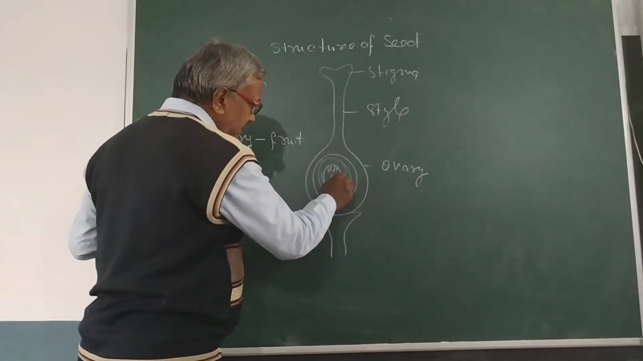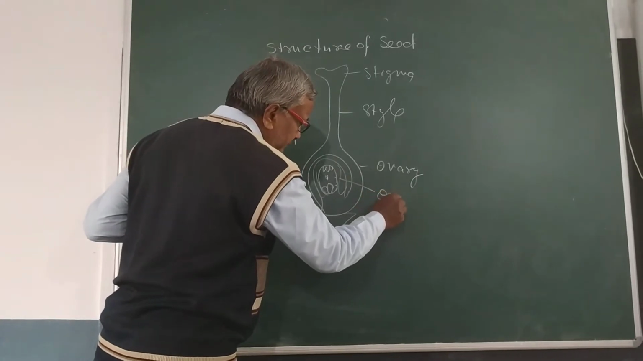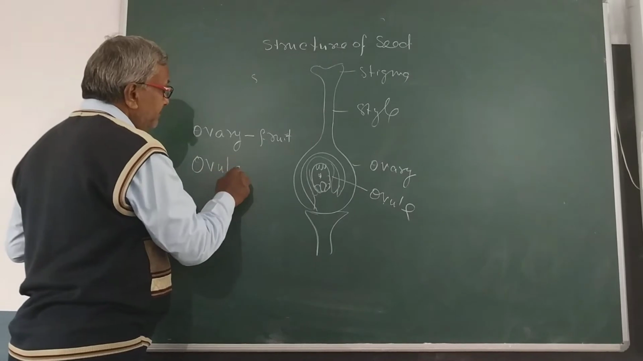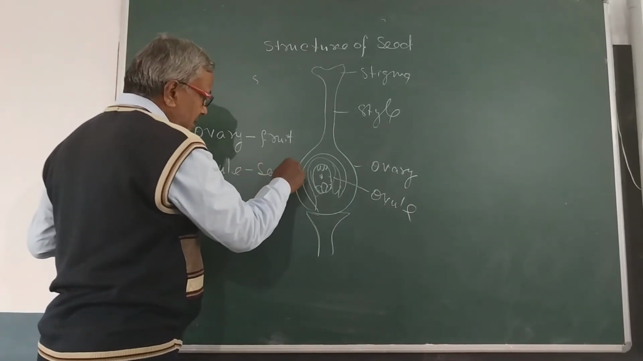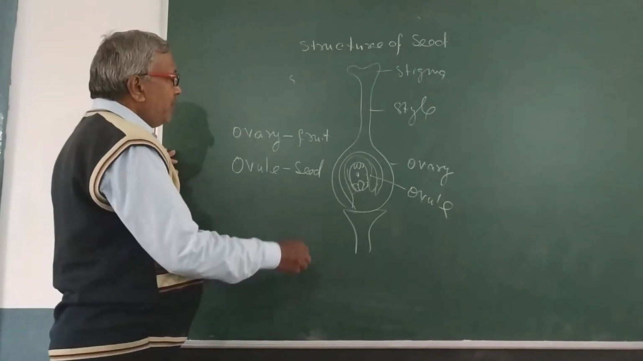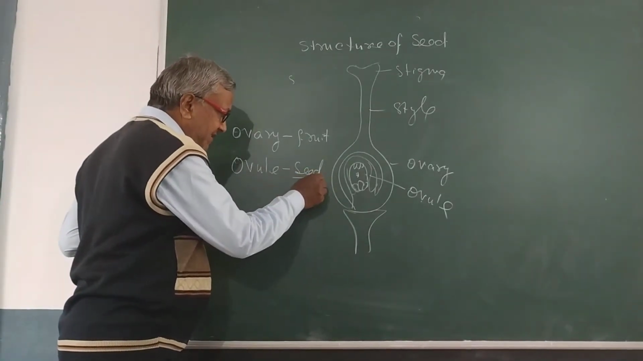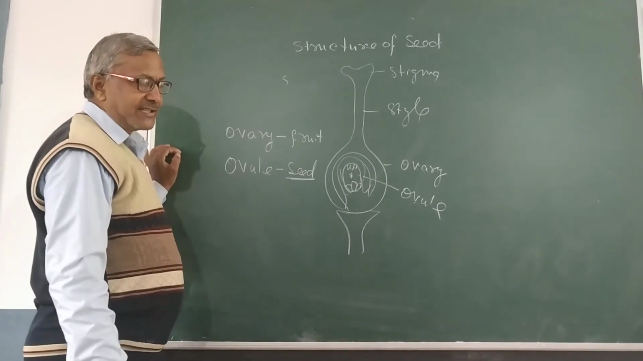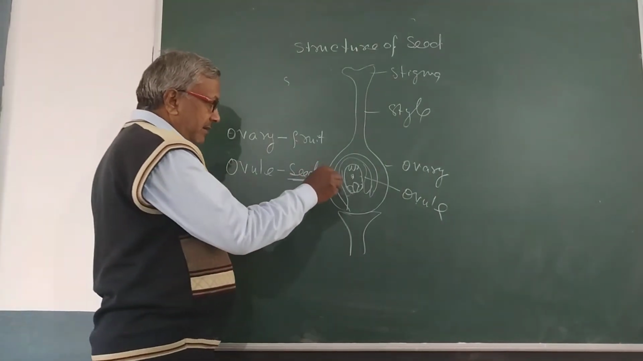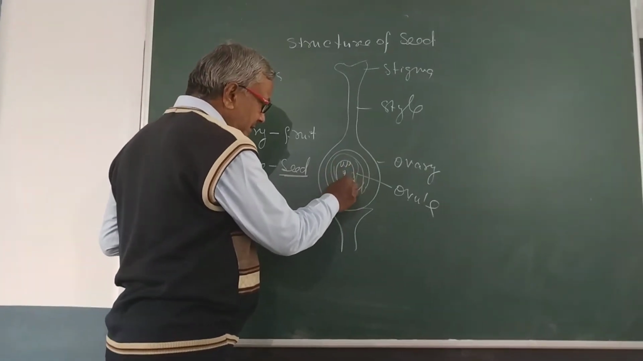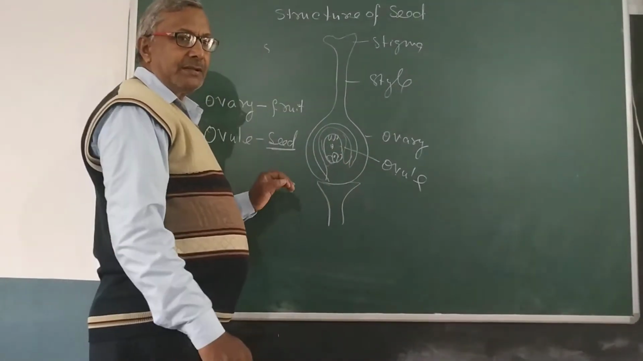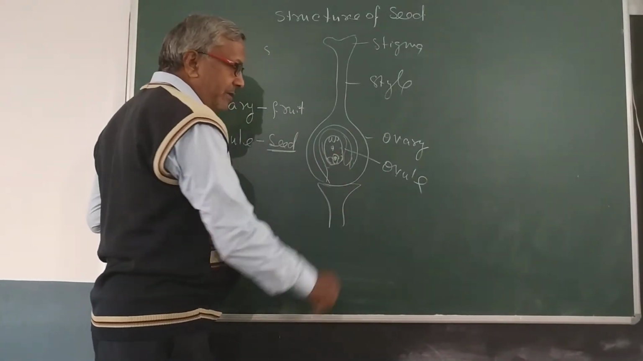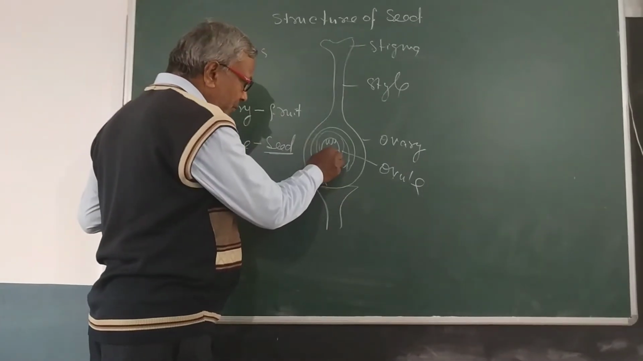Inside the ovary, this structure is the ovule, and ovule develops into seed. Therefore, you are defining the seed. What is the seed? Seed is the matured ovule after fertilization. Inside the ovule is the fertilized egg, that is zygote. This zygote develops into embryo, and there are polar nuclei.